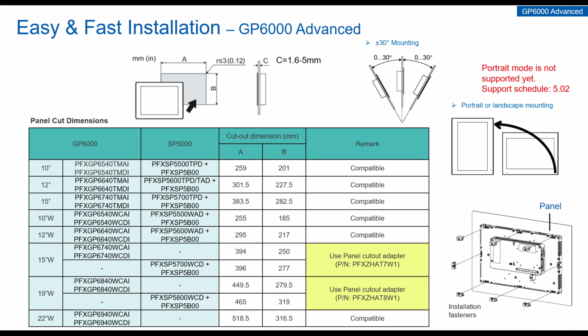Okay, more comparisons. Here we're talking about easy and fast installation. We will have the ability to do portrait mode in version 5.02. Today we do not. And here it's showing you that these different combinations are cutout compatible with the existing SP5000 series, except for these two models, the 15-inch and the 19-inch wide. In that case, we have panel cutout adapters that are available.